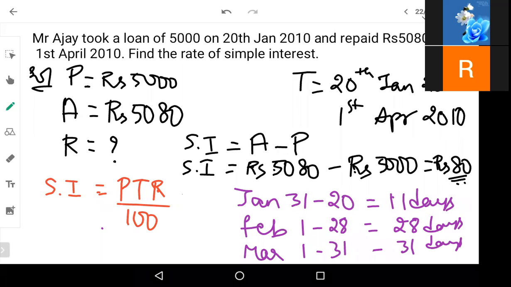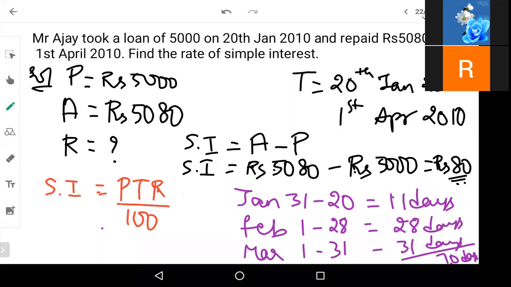It is 70 days, right? From where did you get 99? So he has taken the loan on 20th Jan. He repaid it on 1st April. Okay. So that will give us a total of 70 days.